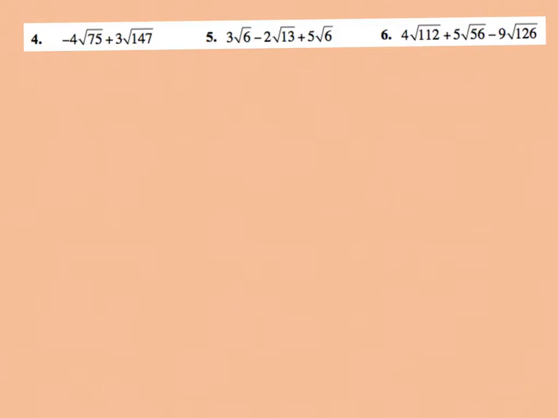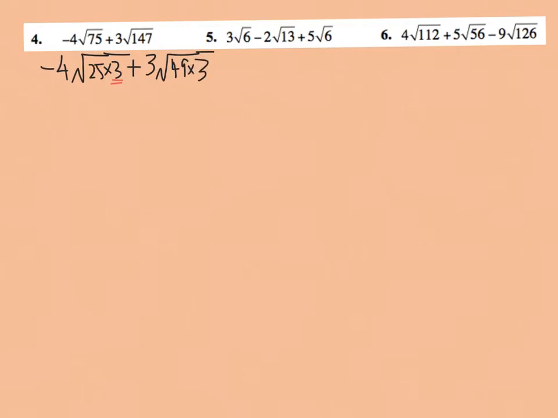In example 4, we have negative 4 root 75 plus 3 root 147. So again, these two radicals have unlike radicands, so you need to simplify the radicands to the simplest form so that you can combine the two terms. And I know that 75 can be written as 25 times 3, and that gives us a sense of the radicand for 147. So we can also write 147 as 49 times 3.